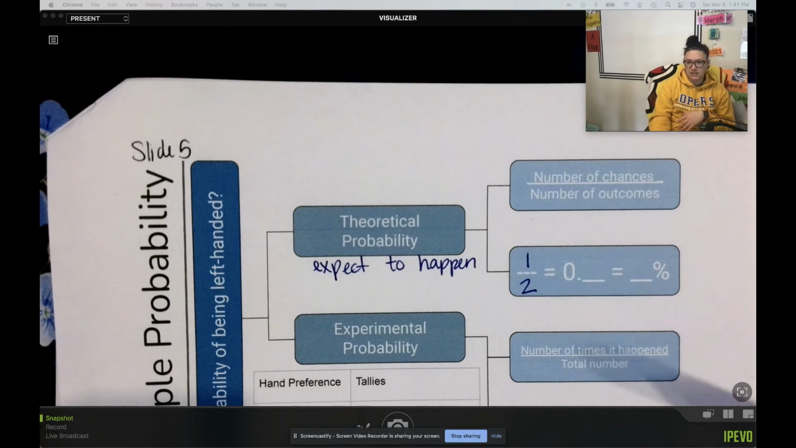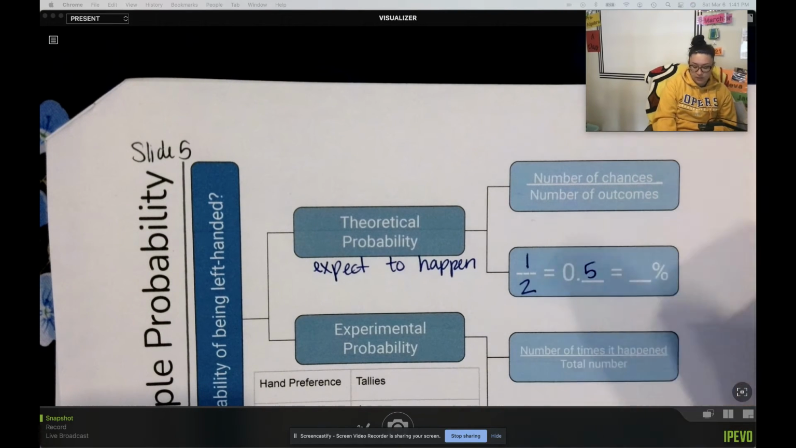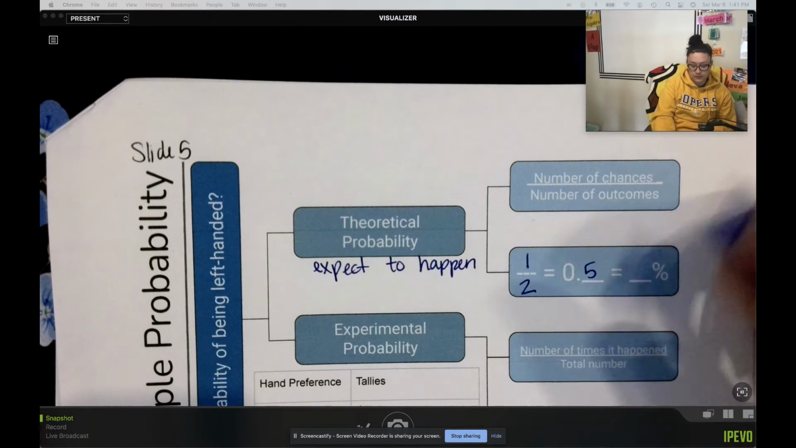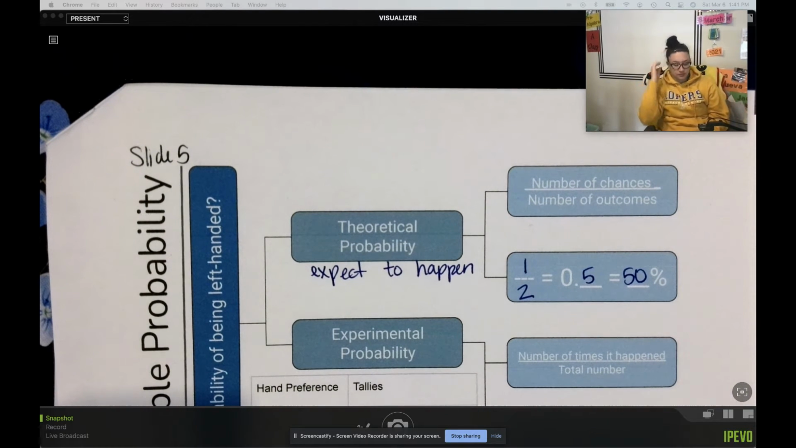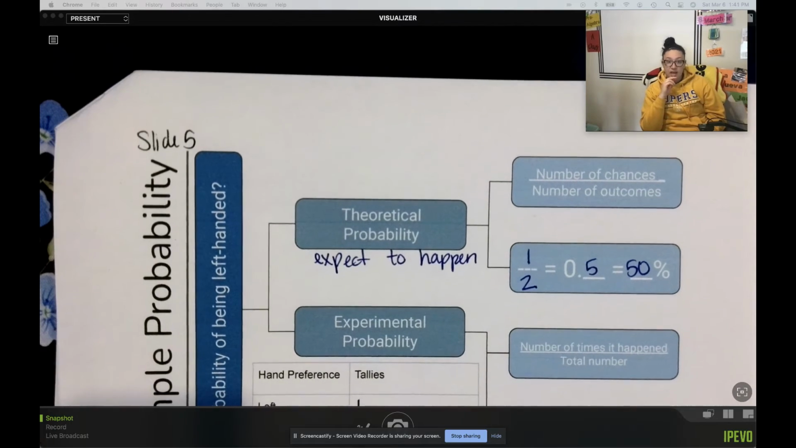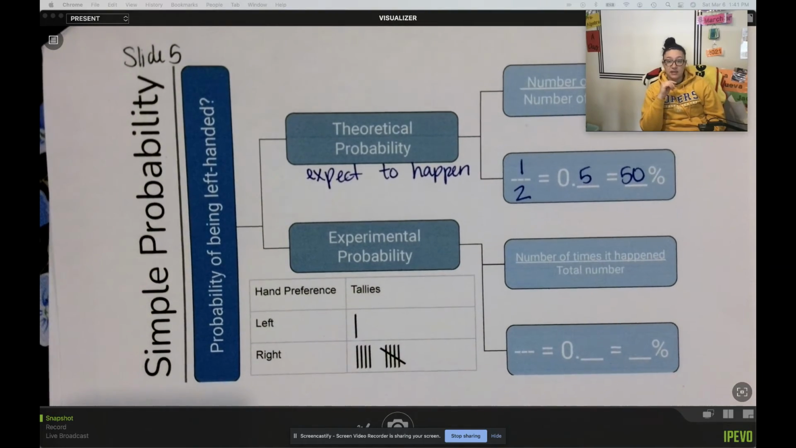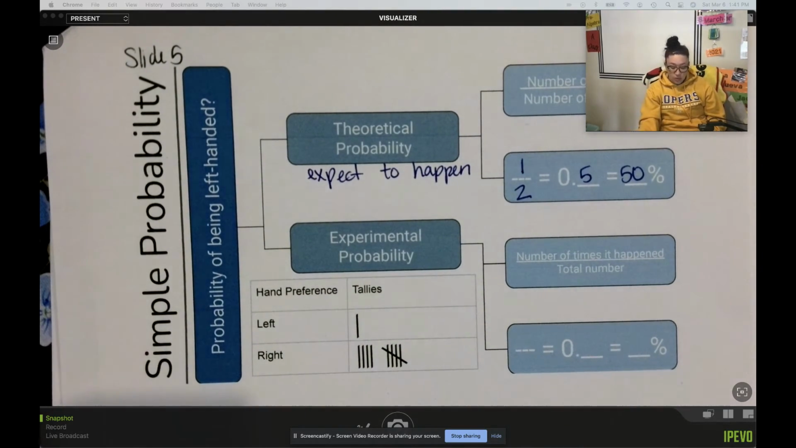What's 1/2 again in decimal form? 0.5, which as a percent is what? 50%. Again, theoretical is what we expect. Experimental is what actually happens.